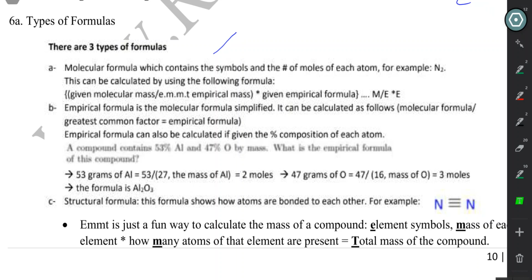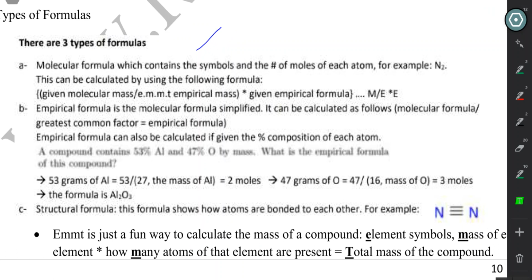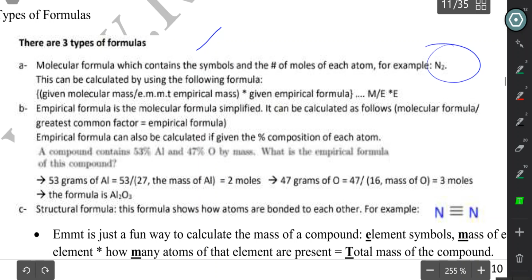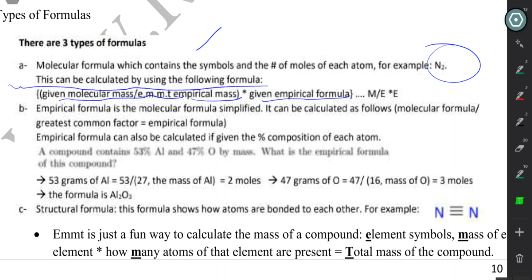For example, N2. So here I know that I have nitrogen, the symbol, and I have 2 of it. This can be calculated using the following formula. Given molecular mass divided by empirical mass times the given empirical formula. So a molecular formula could be a multiple of an empirical formula. I'll explain that in a second.